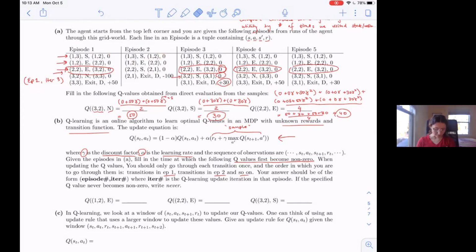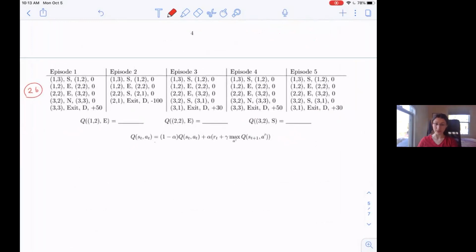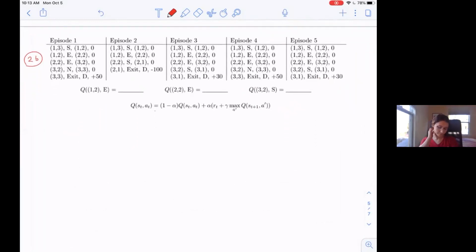And we finally are told that if the specified Q value never becomes non-zero, then we write never. So what I did was I copied over this table and the Q functions that we're interested in here on the next page, just so we have a little bit more space to write. I also copied over the Q learning update rule, which will help us actually go through the machinery of applying Q updates.